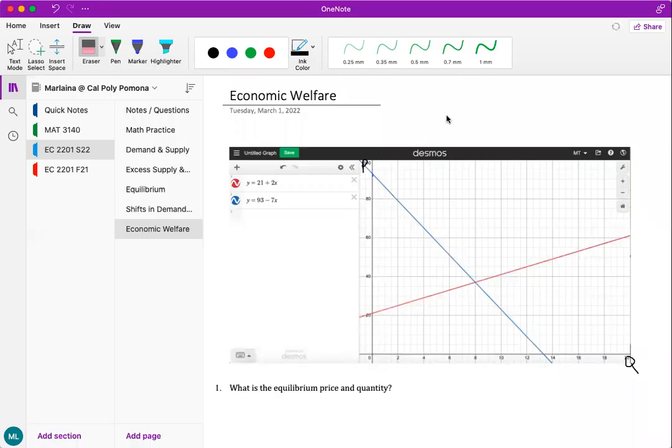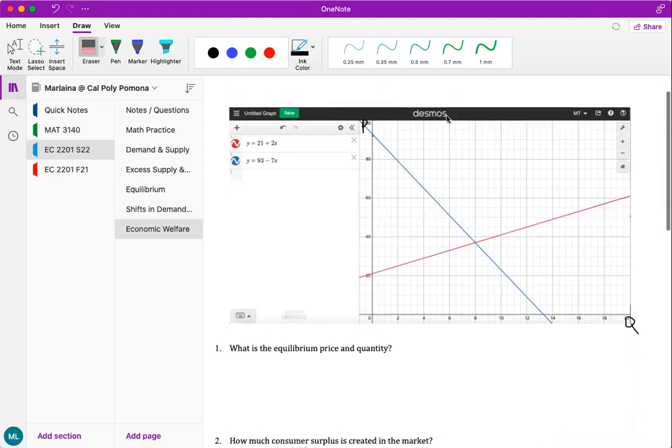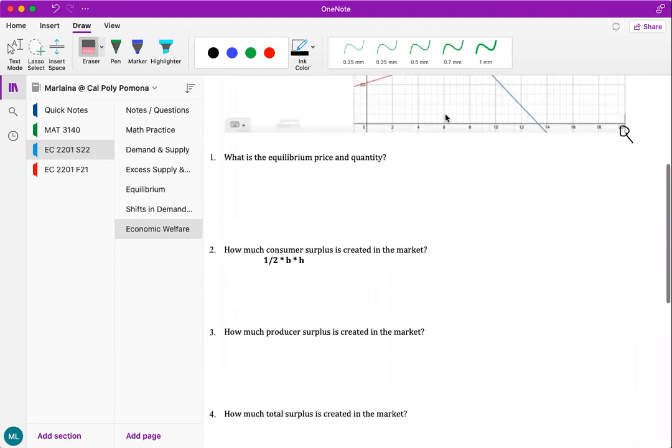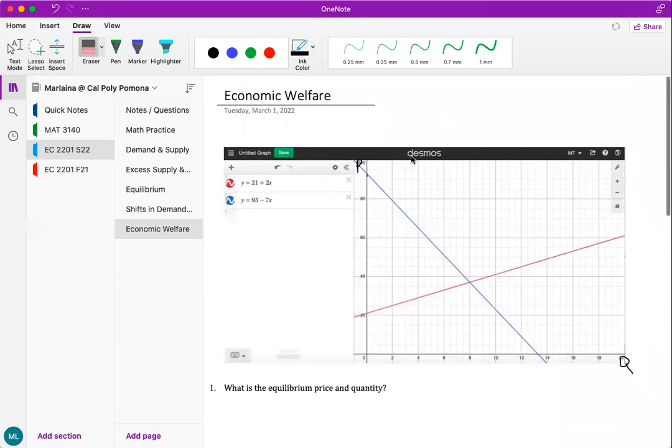Okay. Hello. Today I'm going to be covering one example. We're going to look at a couple of questions regarding this one example of welfare.